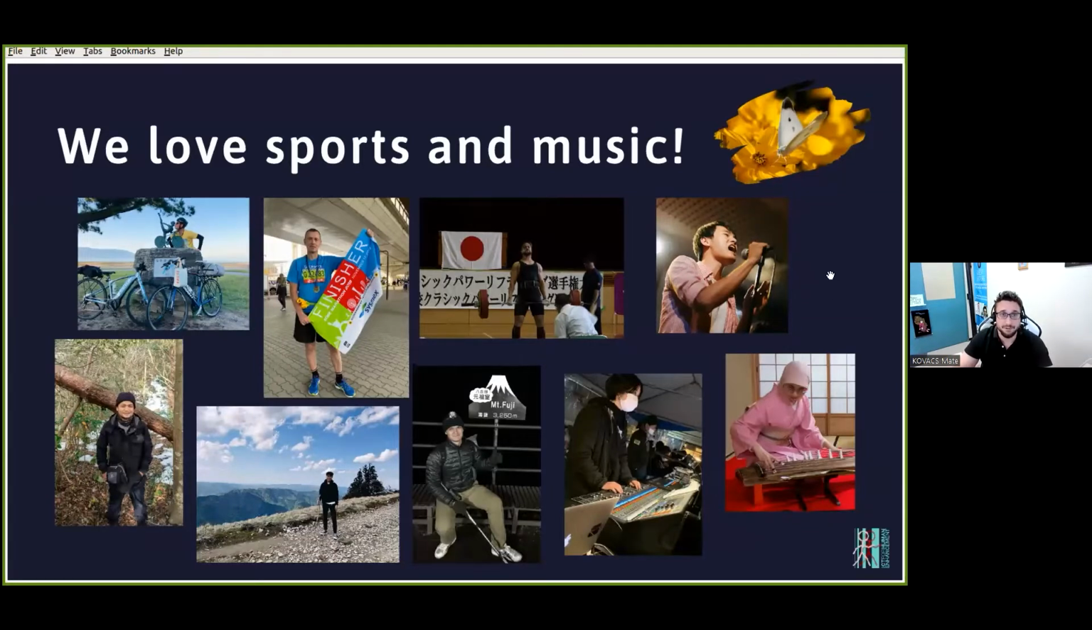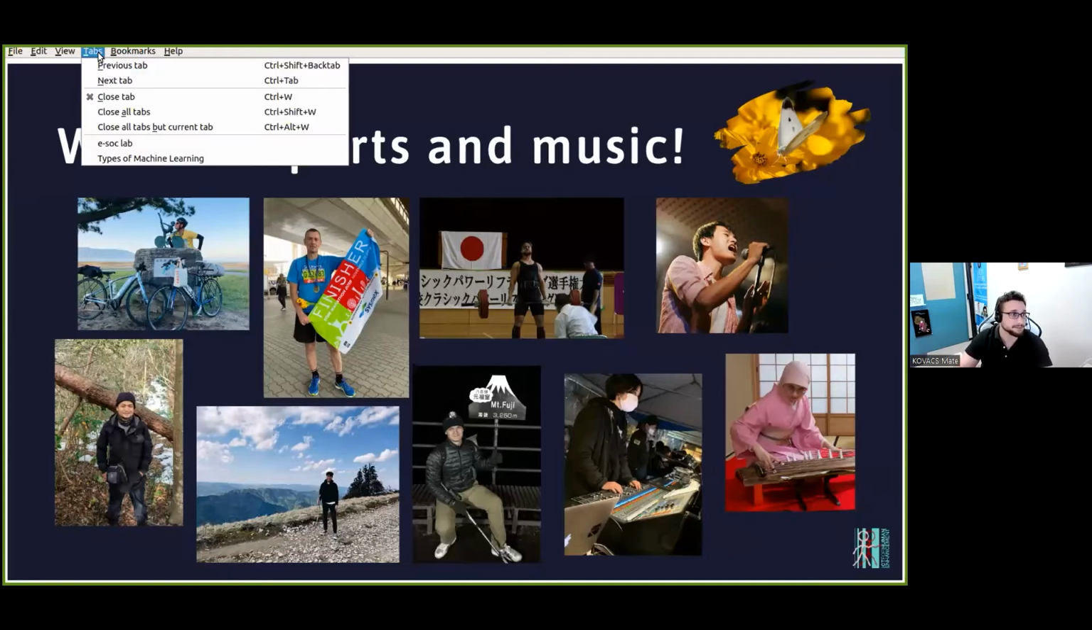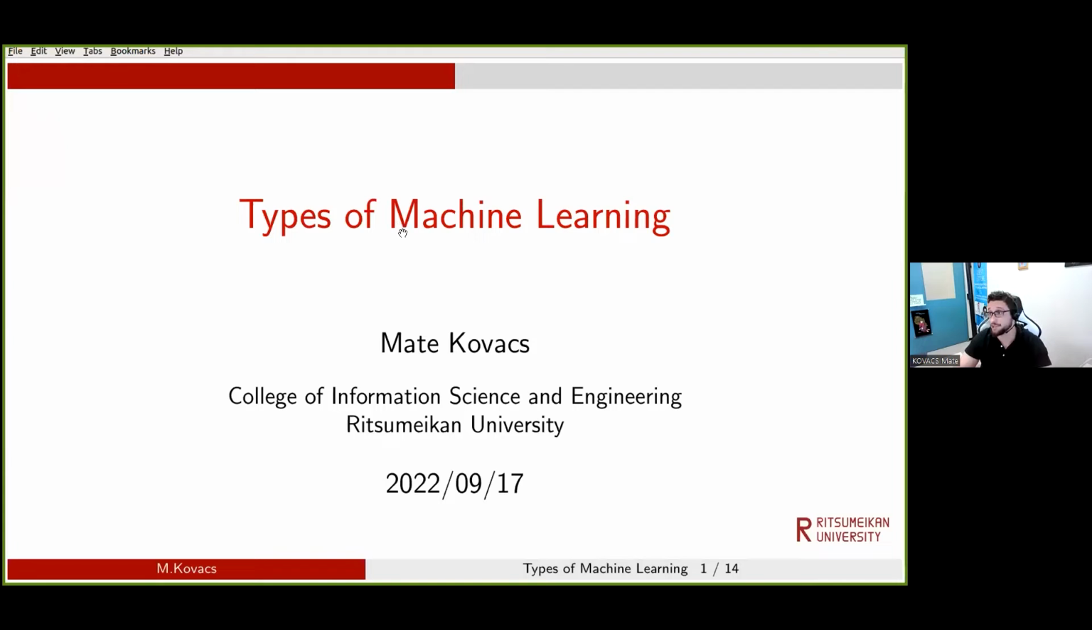So now let's move into the main topic of today's lecture, which is about types of machine learning. At Ritsumeikan University, among other classes, I'm responsible for the AI course at ISCC, which is a class for second-year students who already have some experience and familiarity with data science and linear algebra, calculus, and so on. So today's lecture is really just a brief introduction to the field of machine learning and what the main types of machine learning are.